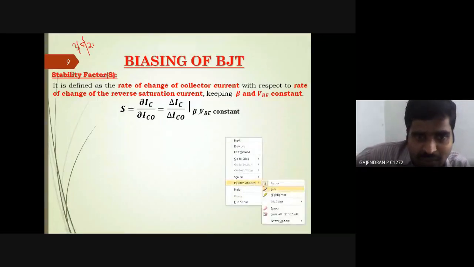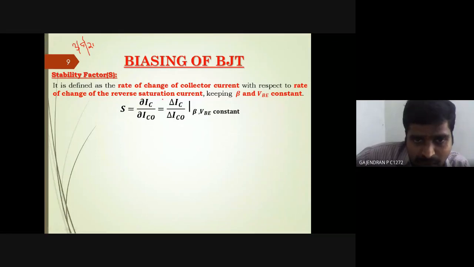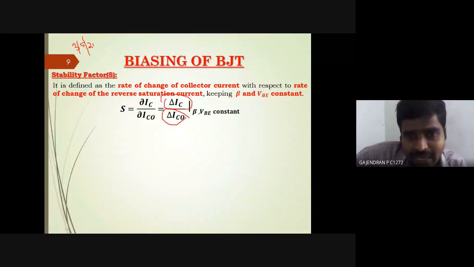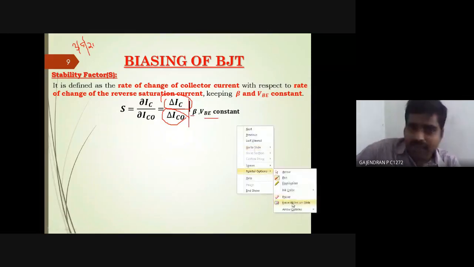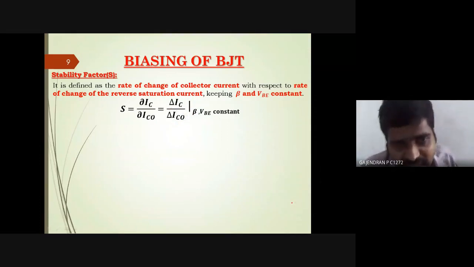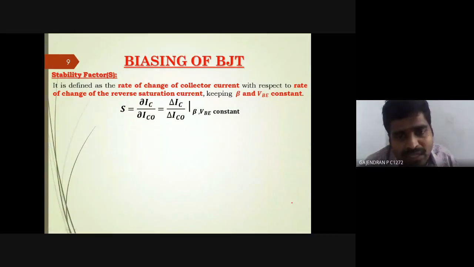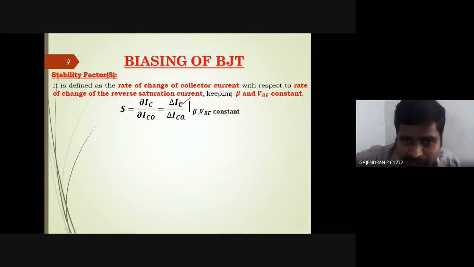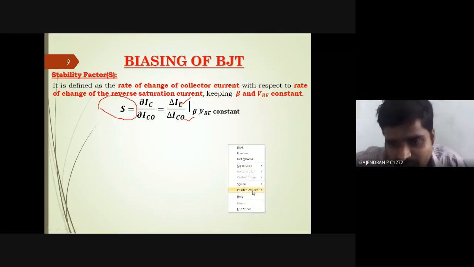Okay. So small change in the collector current to the small change in the reverse saturation current, keeping your current gain and this voltage constant. Okay. So if this is the formula or the definition, then how will we calculate the stability factor for our circuit? So we need to find these two parameters. If you take a ratio, you can find the stability factor. Am I correct? So now we will see.